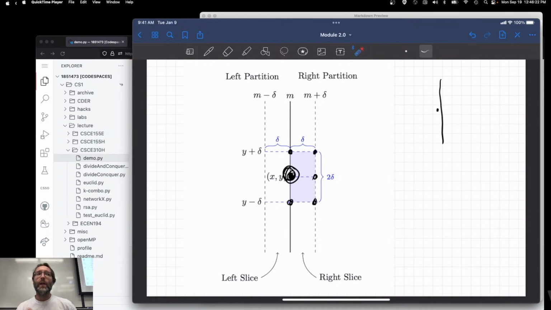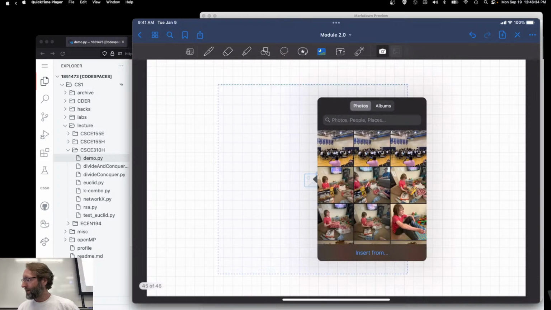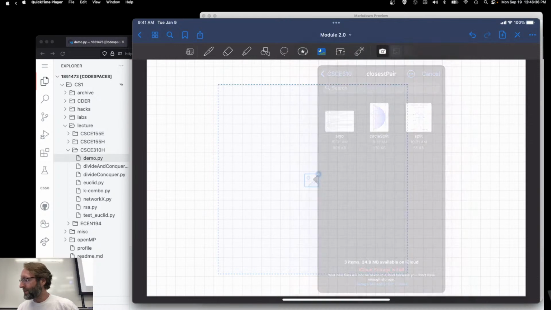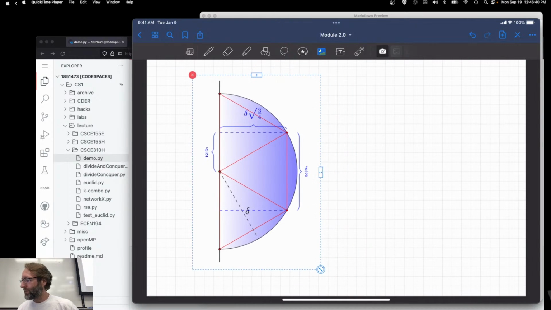It's easier to argue about this geometrically if you look at this picture. I don't like it because that's not what Euclidean distance is about. And so I took the time to draw this picture instead. Let me go ahead and zoom out there. Right. Now consider this point here.